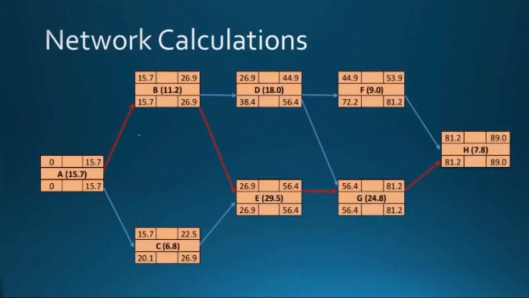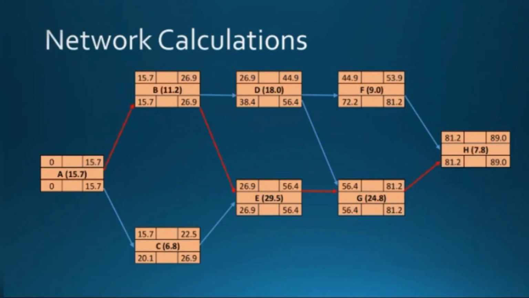We already calculated the network. So now we calculate the forward and backward pass. This is also very familiar to you. For example, A is 15.7, with 0 and 15.7. B's predecessor is A, so it is 15.7 plus 11.2, which is 26.9. For D, the predecessor is B, so 26.9 is the early finish.